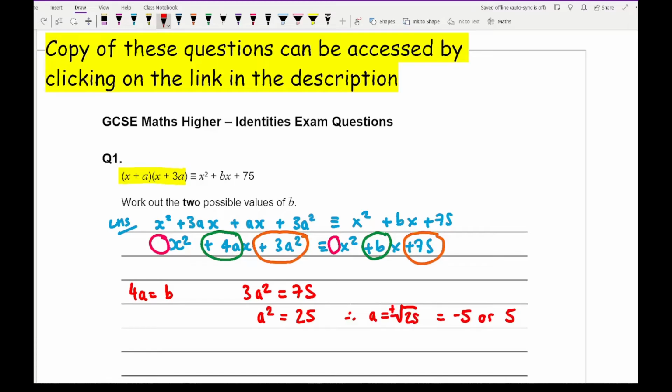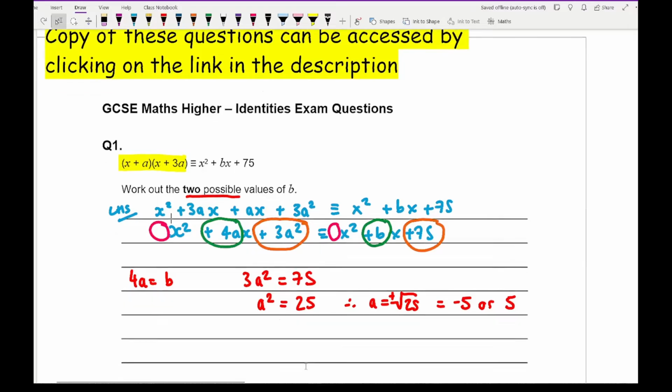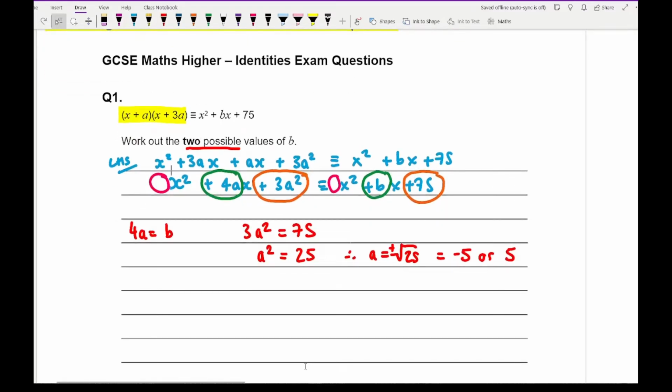Now the fact that it says two possible values should give you some indication that there are going to be two potential values. So at this point, if you forget that plus minus, that little clue that is highlighted in the question should give you a reminder that when you reverse a square and you've got a square root, your answer could be positive or negative.